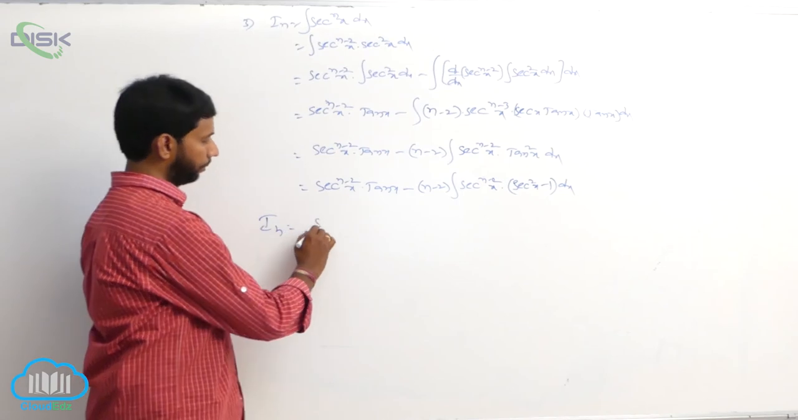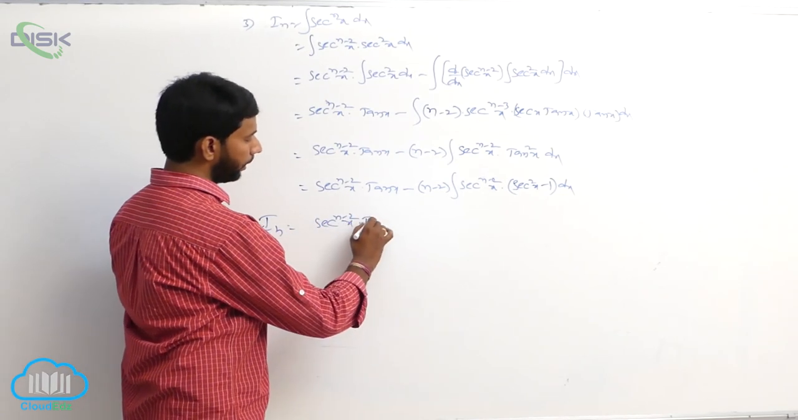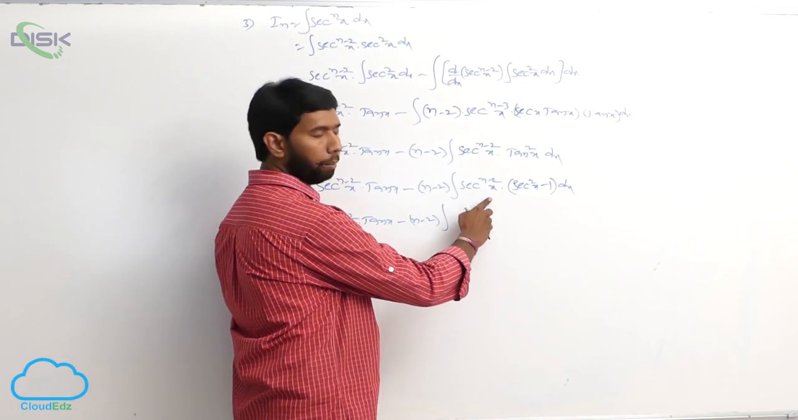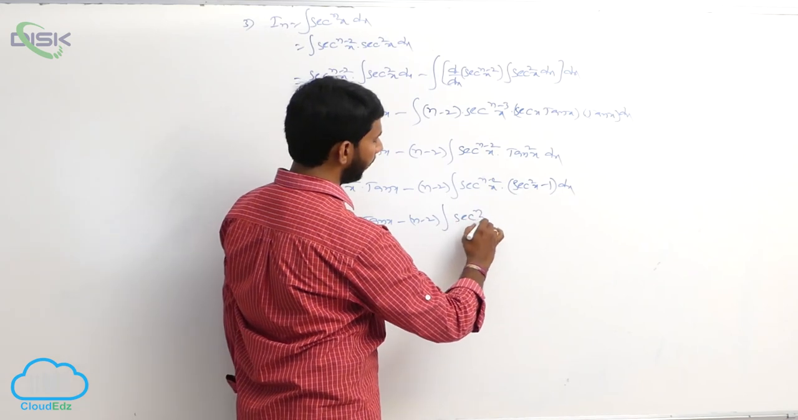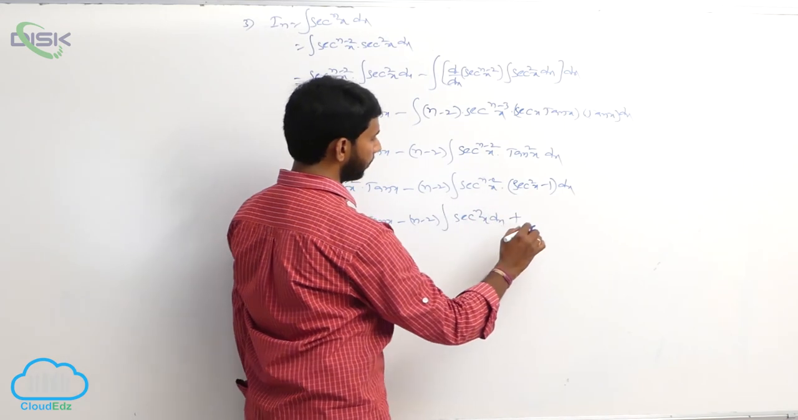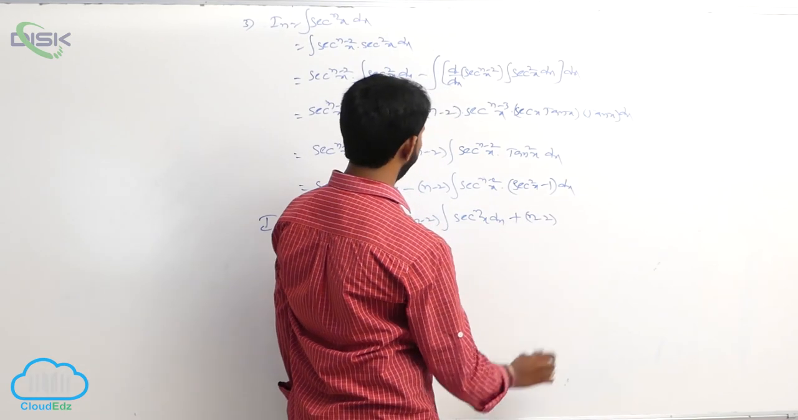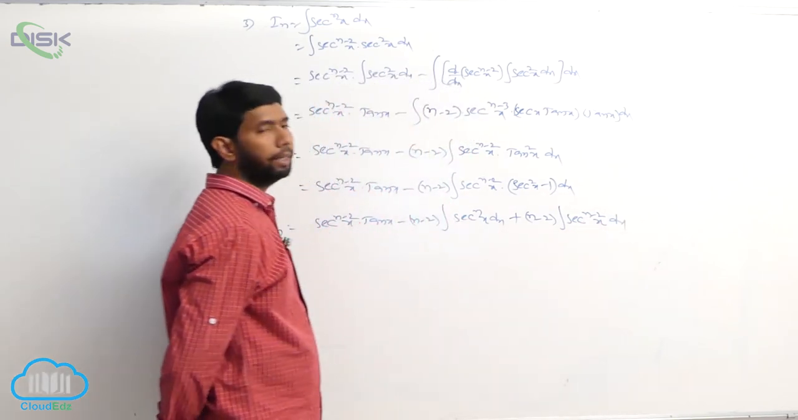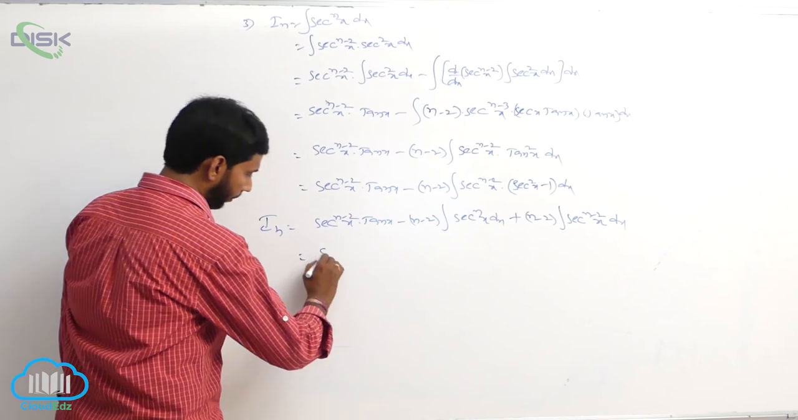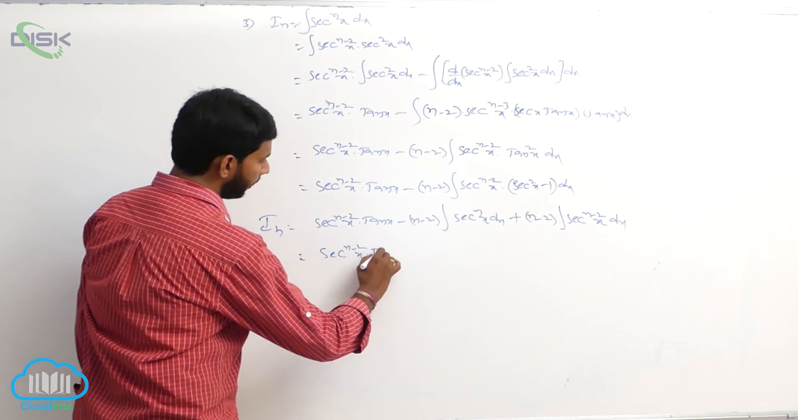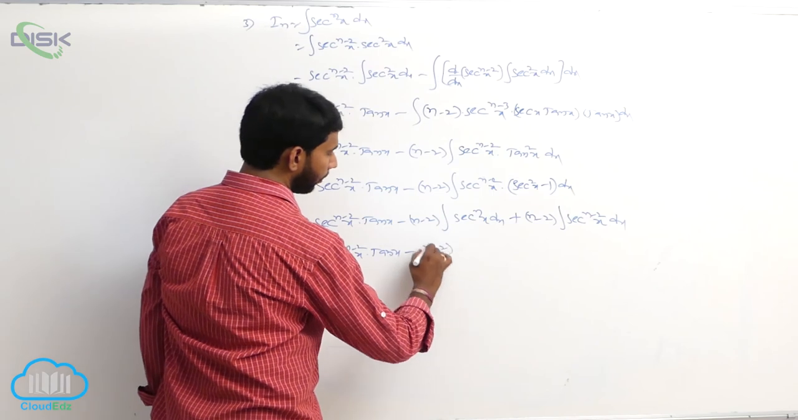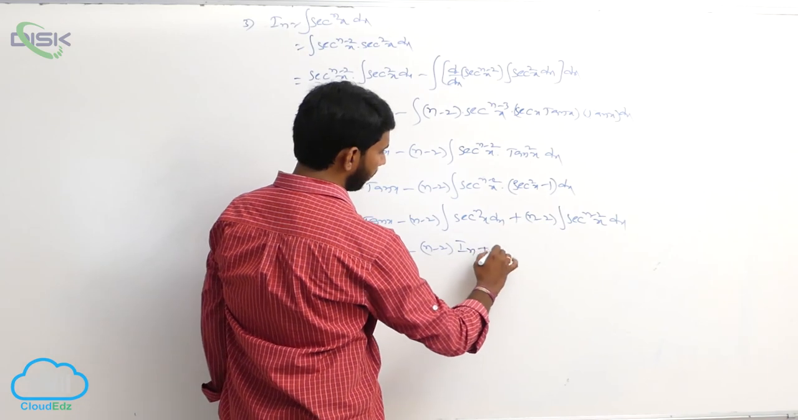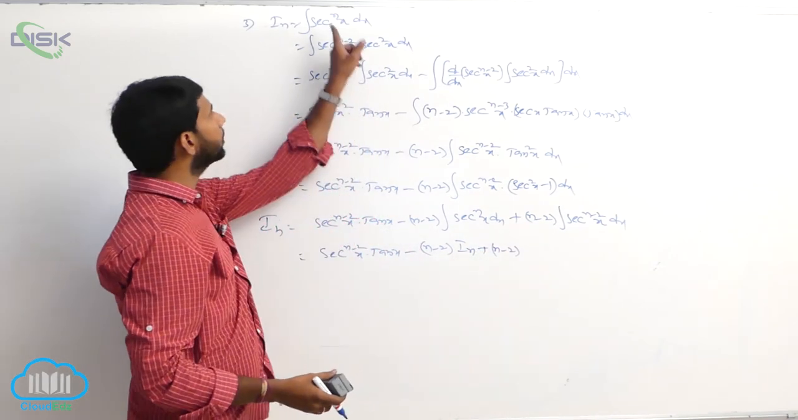Therefore, I n is equal to secant power n minus 2x into tan x minus of n minus 2 into, here secant power n minus 2x into secant square x is secant power nx dx. Here minus of minus is plus n minus 2 of integral of secant power n minus 2x dx. That is secant power n minus 2x into tan x minus of n minus 2 into integral of secant power nx dx, whose value is I n, plus n minus 2 into integral of secant power n minus 2x dx.